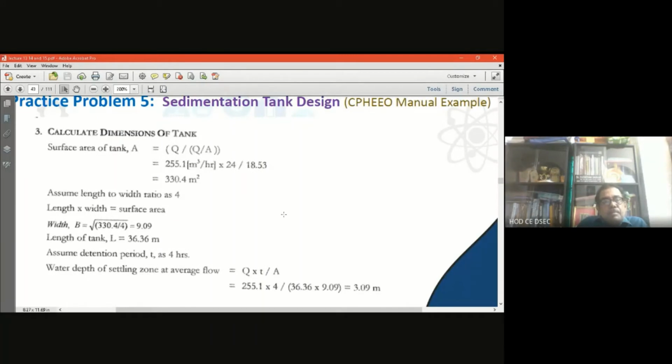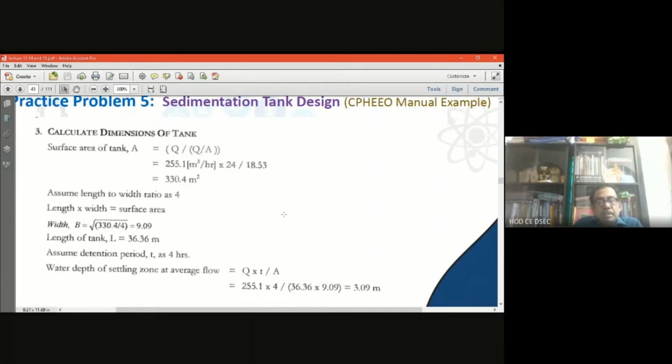330.4 square meter. Here one assumption you have to consider, that length to breadth of the rectangular tank is 4. Again I repeat, the length to breadth of the rectangular tank is 4. That means L is equal to 4B. So what is the area? L into B is 4B square. So 4B square equal to 330.4. That means B equal to square root of 330.4 divided by 4. That is 9 meter. So length will be 4 times, that is 36 meter.